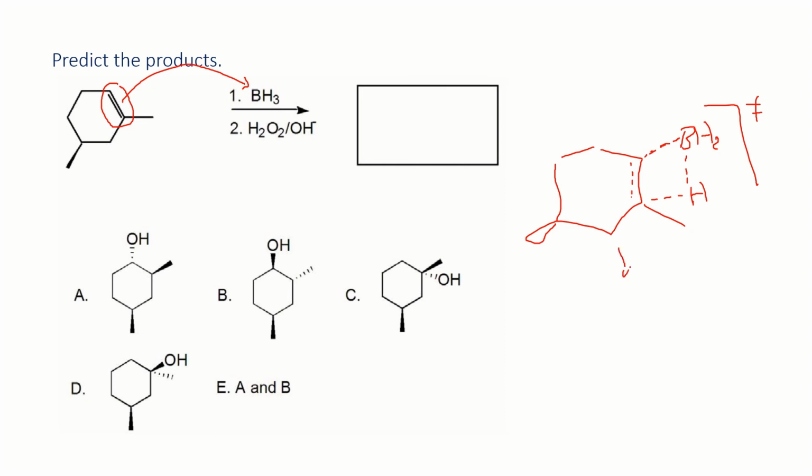So when we do treat it with the basic hydroxide, expect that this OH will be on the opposite side of the methyl. So we're looking for any product where the methyl is on the opposite side of the hydroxy group.